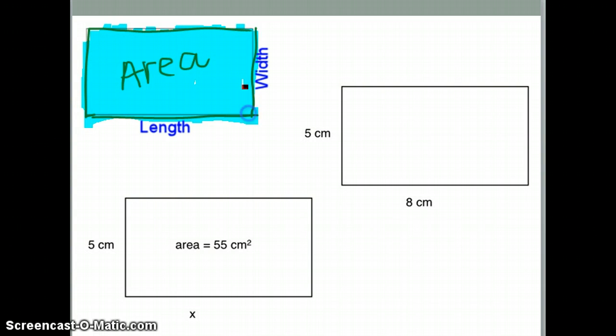So you can see that there's a much greater area than there is perimeter. In order to get the area, again, all we do is multiply our width and our length. So I do 8 times 5, and I'd get 40 centimeters squared. We put that squared with our unit because it represents that we have two dimensions, our length and our width.